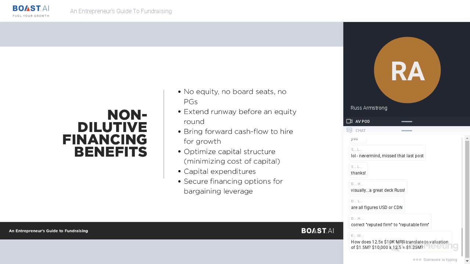One of them would be to extend your runway before an equity round, where you could get your multiple up and change your valuation, which allows you to sell less of your company or command a higher premium or valuation at that time.